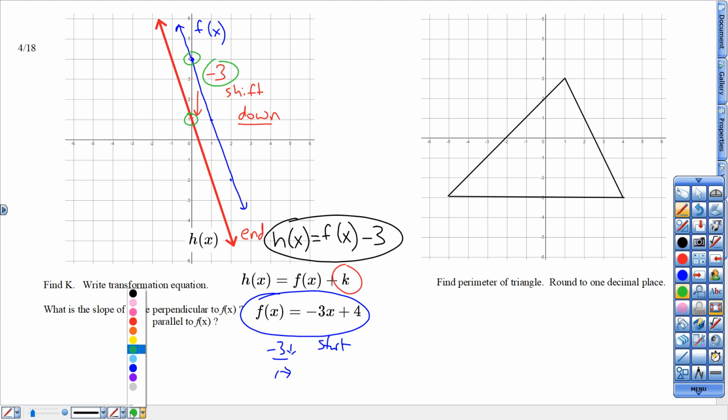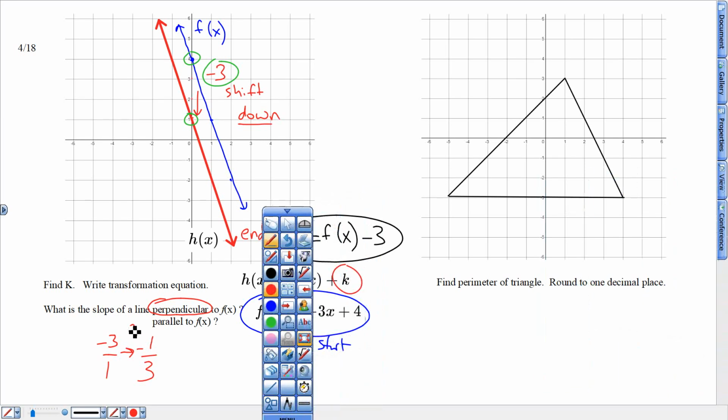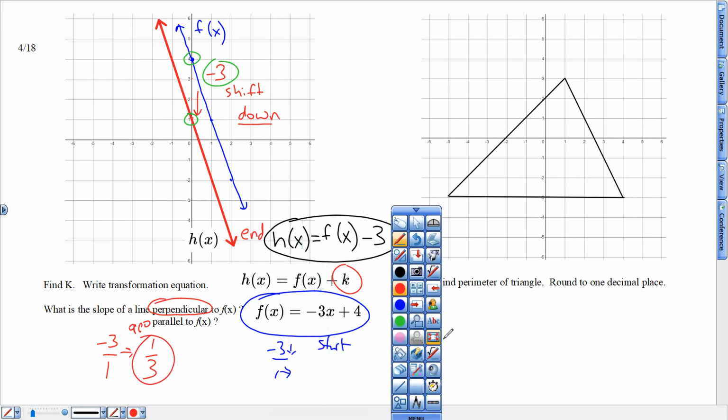And then again, here we go. Perpendicular. Give me something perpendicular to f of x being -3. So if I took -3, flipped it, and made it opposite, that becomes +1/3. Or let's write it better. Gives me 1/3. All right, if I'm doing one parallel, it's the same slope, -3.